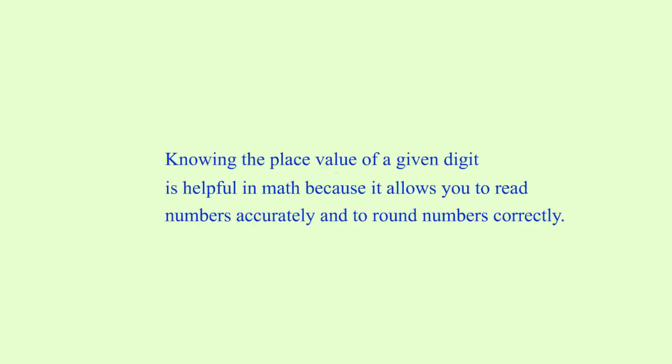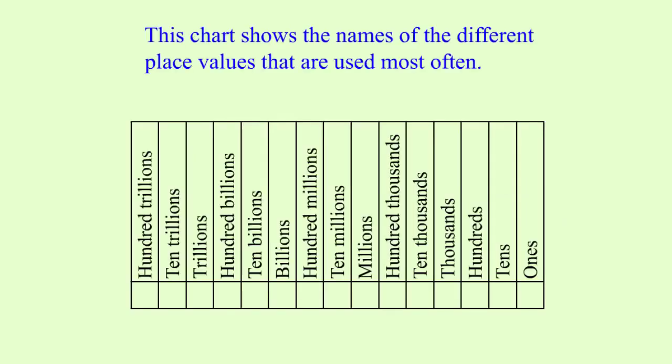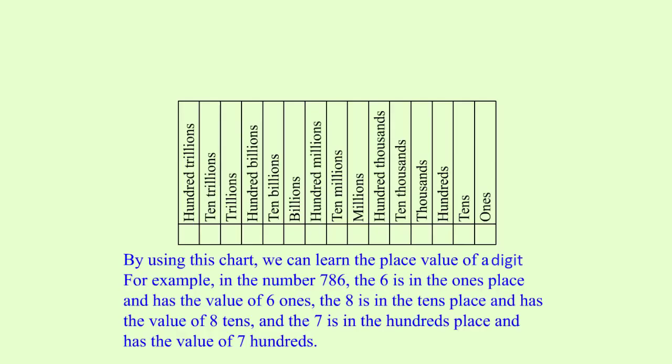Knowing the place value of a given digit is helpful in math because it allows you to read numbers accurately and to round numbers correctly. This chart shows the names of the different place values that are used most often. By using this chart, we can learn the place value of a digit.